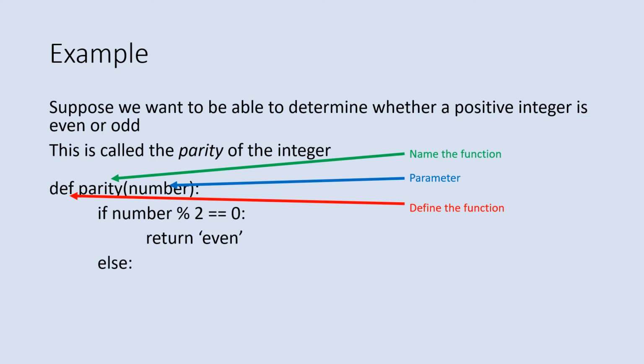Otherwise, if the number is not divisible by 2, again, we're not doing any error correction here. So we are assuming that the user has followed the instructions that number is a positive integer. So if it's not divisible by 2, then it must be odd, and we will return odd.